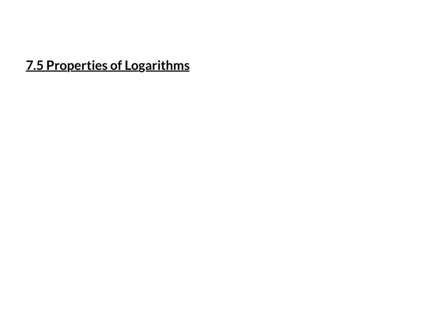So 7.5 is properties of logarithms. And there's several things going on here. In particular, there's 3 properties that we're going to look at that you're going to need to be able to use and go between. So it's going to be kind of important to make sure you get good notes.